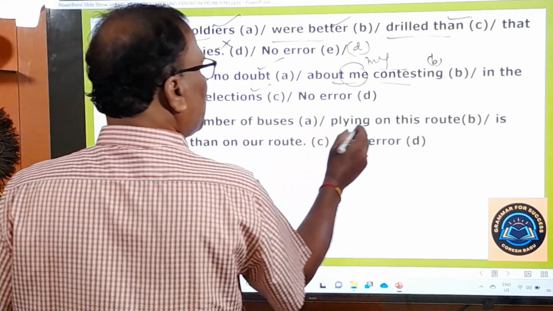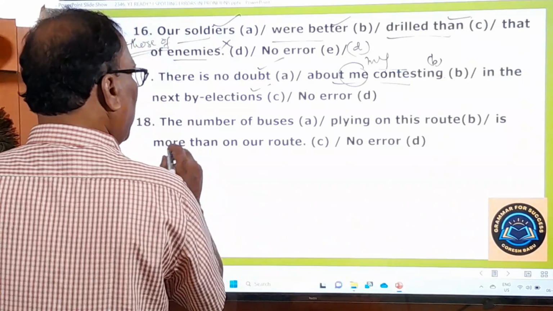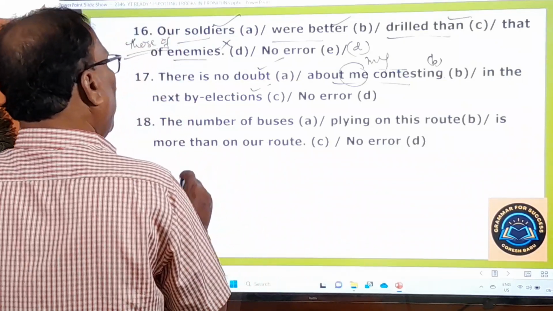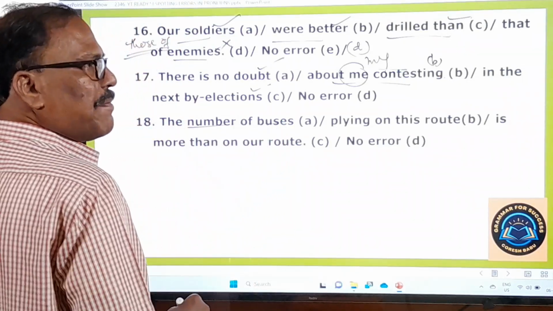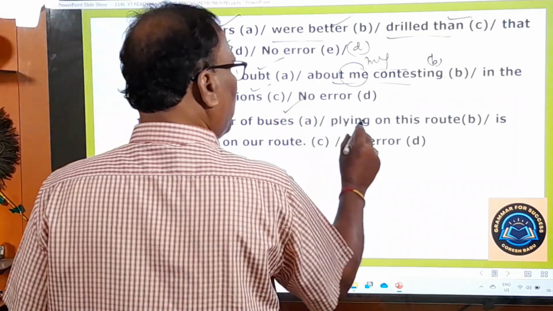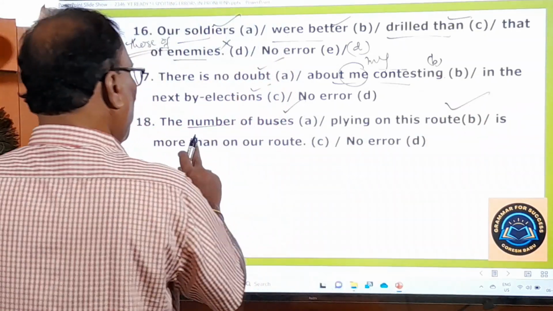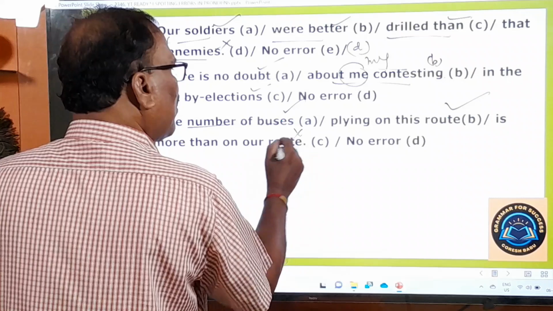The number of buses plying on this route is more than on our route. Here the number of buses, absolutely, plying on this route, okay, is more than on our route. This is not okay.